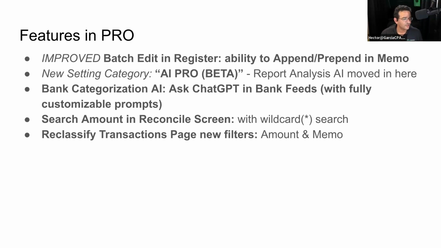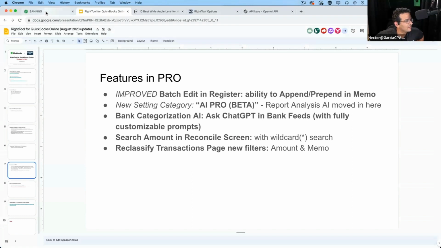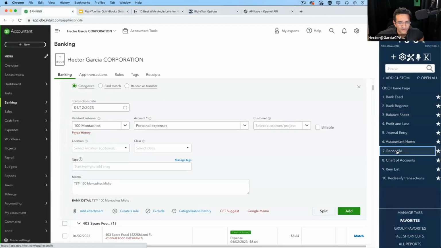Okay, we got two more to show. I promise you the next two are not as tricky, like they're not potentially buggy, but the next two are going to be really, really interesting. We're going to have search amount in the reconcile screen. Okay, so what exactly does that mean? Let's go reconcile.